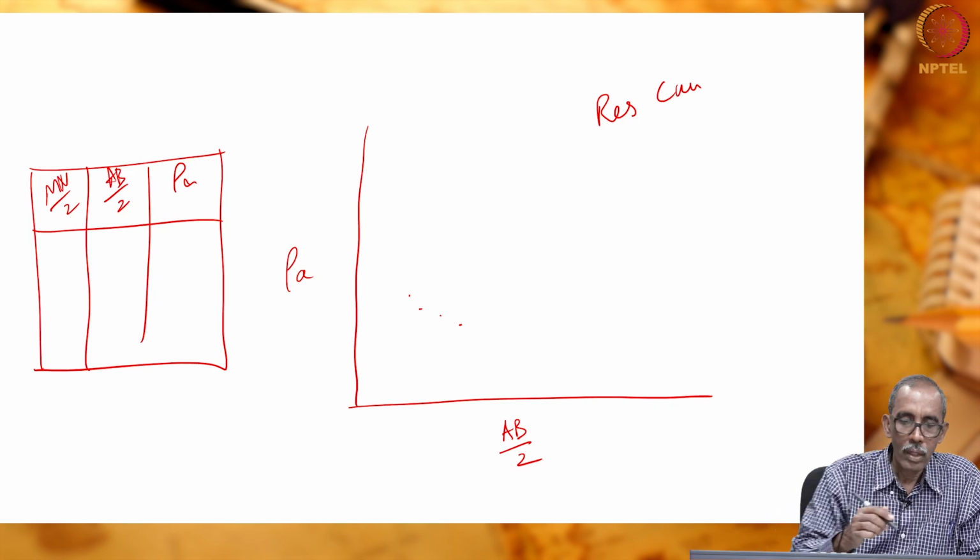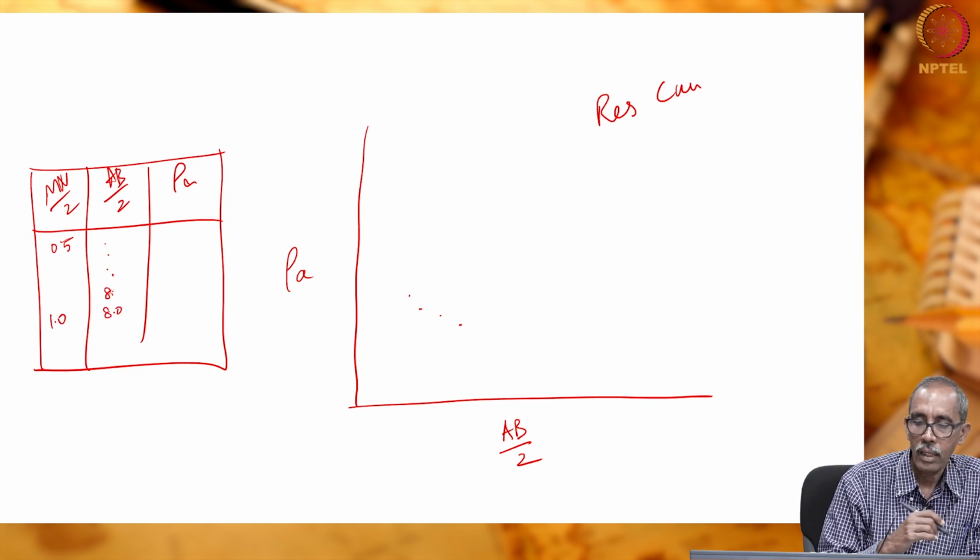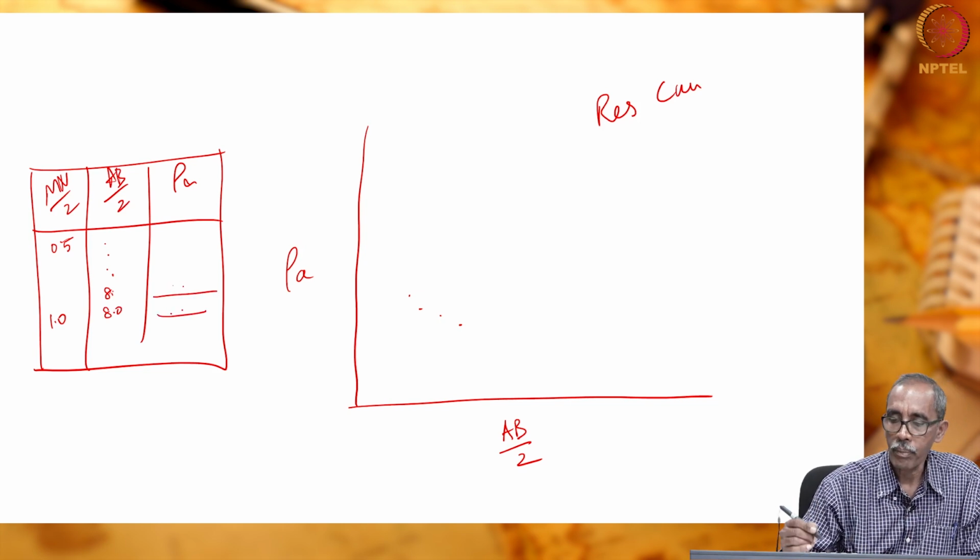Then I told you we are repeating. Initially we kept MN at 0.5 and then we vary the AB by 2, increasing it to 1. Here we kept at 8, here also 8 meters, right. The value of rho A should have been the same. What we get here should be the same, but it may not. There will be some minor differences, though it has to get plotted at the same place. So, another set of 5 or 4 values we have taken.